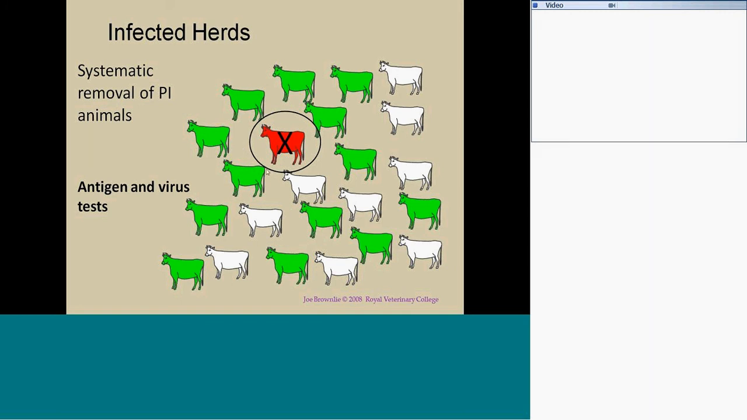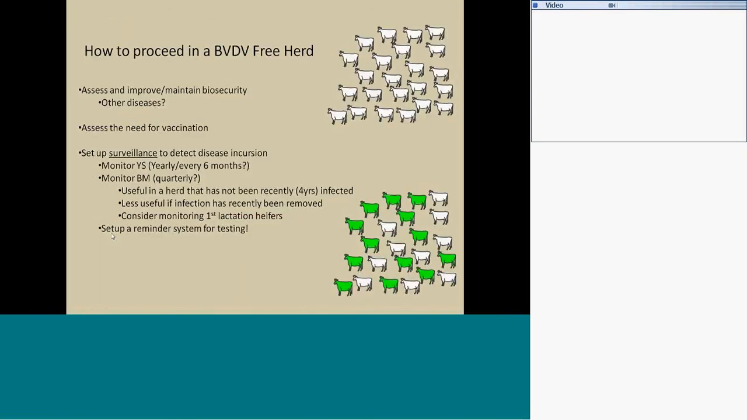And so, again, we've got good tests, and you'll get a good set of results by testing and looking for PIs. So do talk to your vet about how you're going to use these antigen tests and virus tests within your herd.